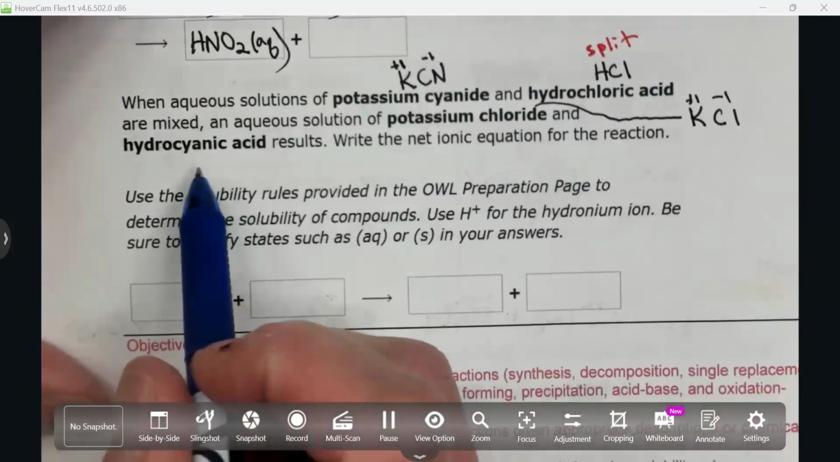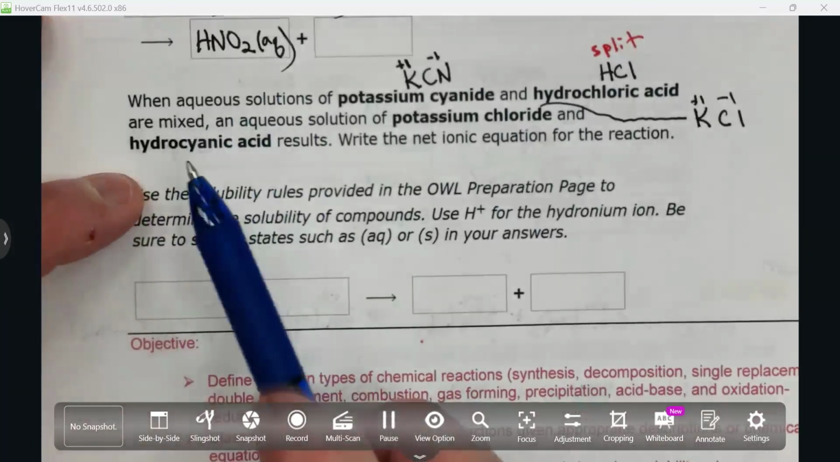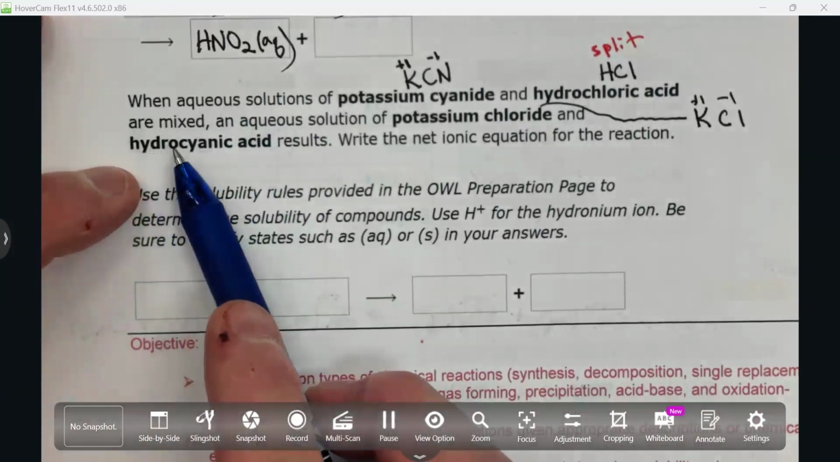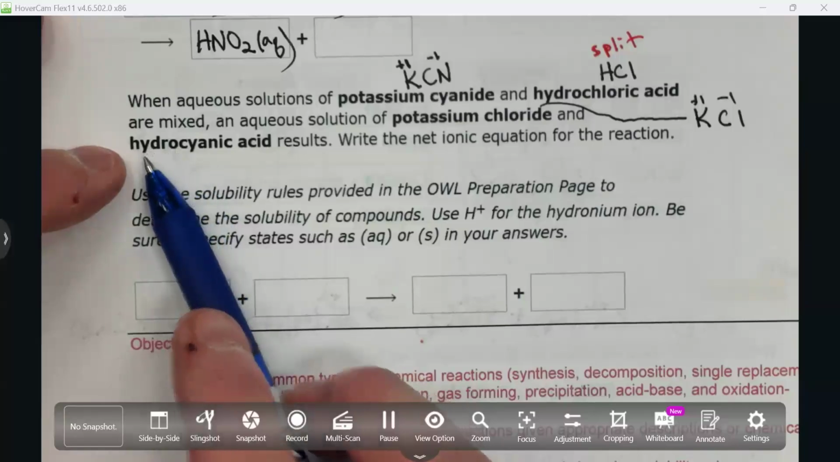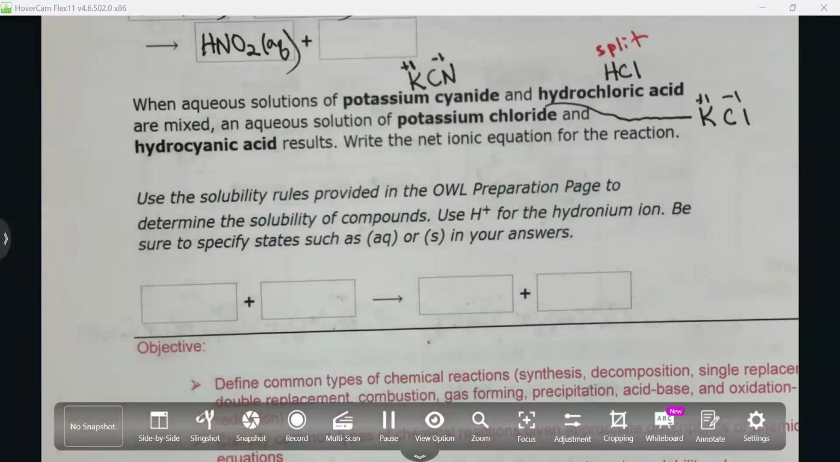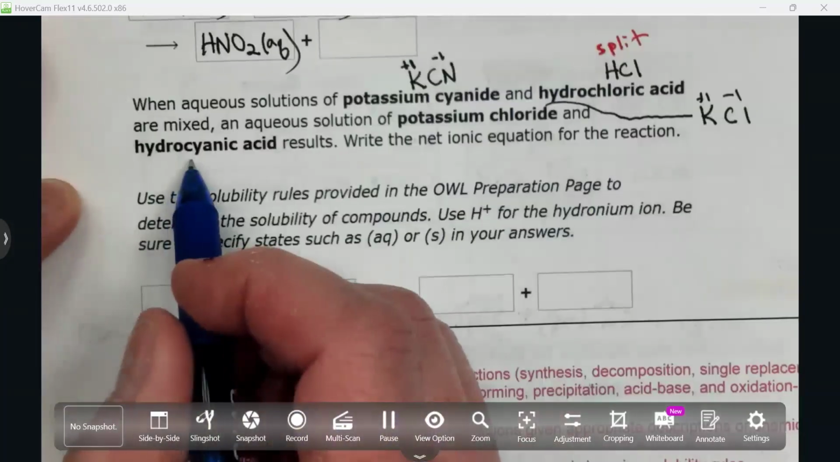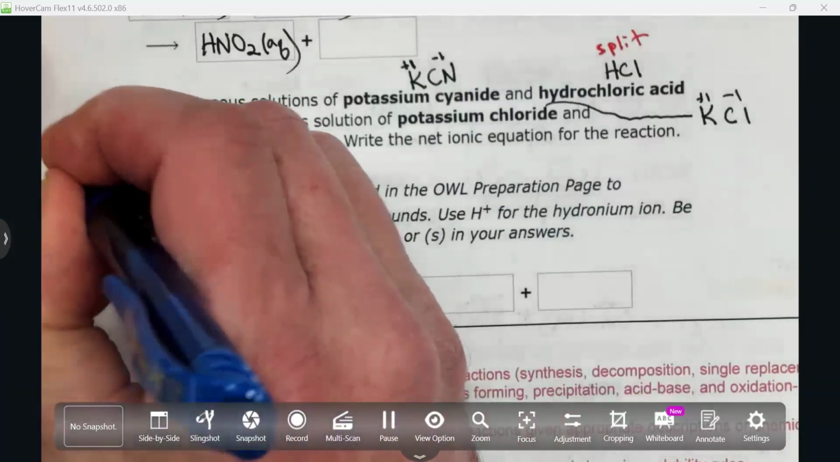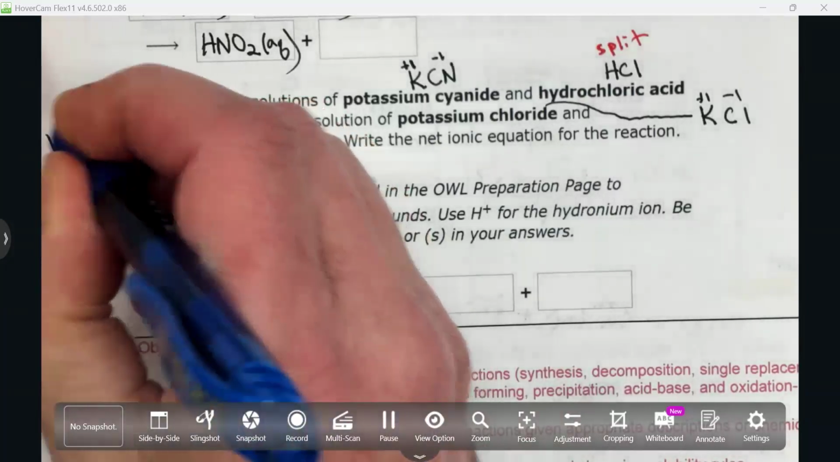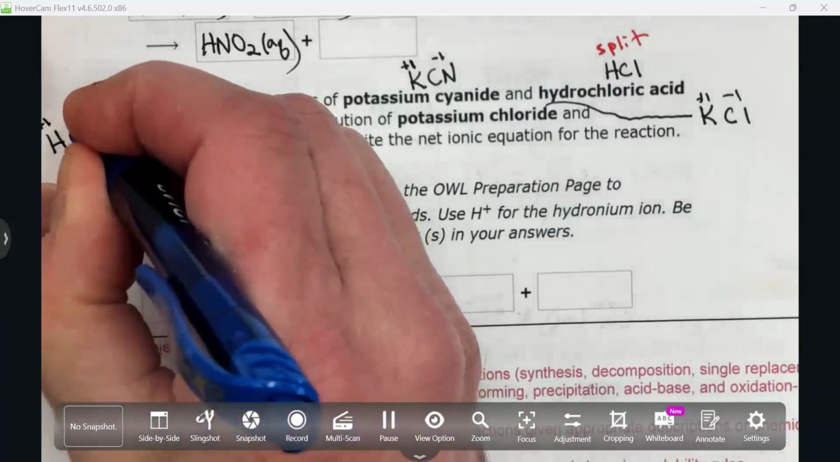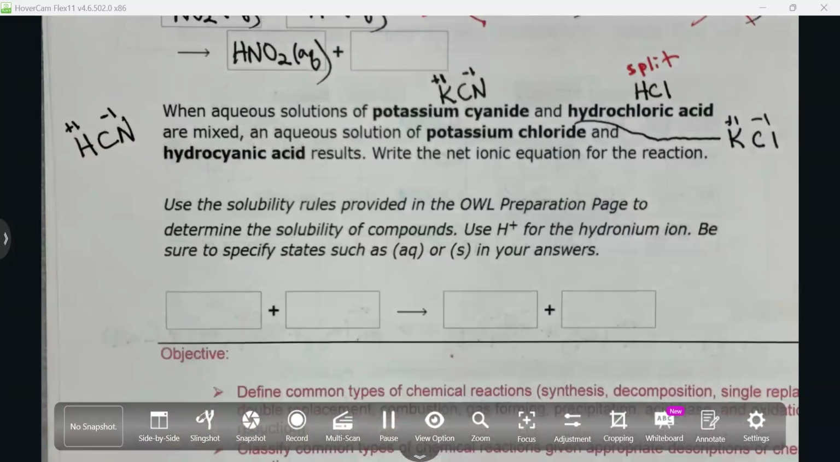Hydrocyanic acid. This is something you haven't seen before. All the other acids you've seen so far that started with hydro and ended with ic were a hydrogen with a single negative ion. But this actually is this. It's the same as hydrogen cyanide. And the cyanide, it's HCN.